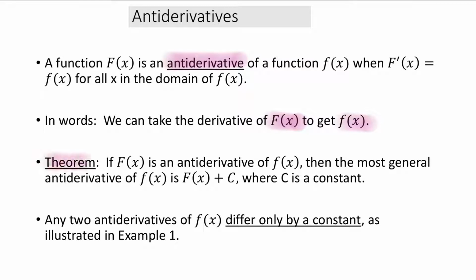So this theorem says that if F of x is an antiderivative of f of x, then the most general antiderivative of f of x is big F of x plus c, where c is a constant. Any two antiderivatives of f of x, then, differ only by a constant, as illustrated in the next example.